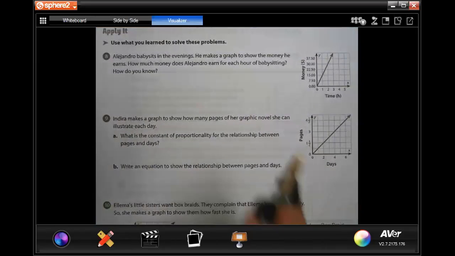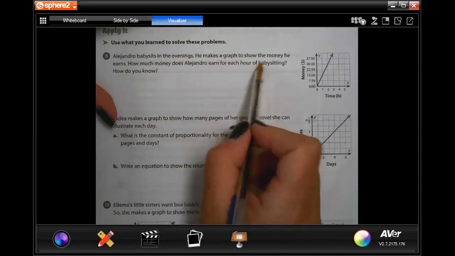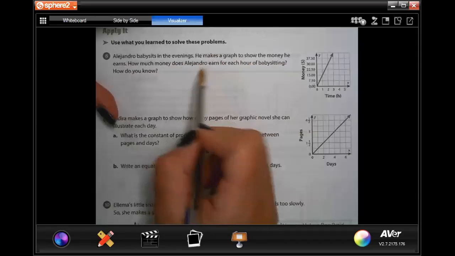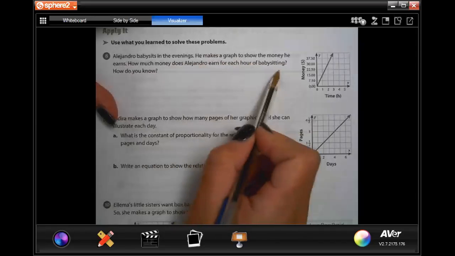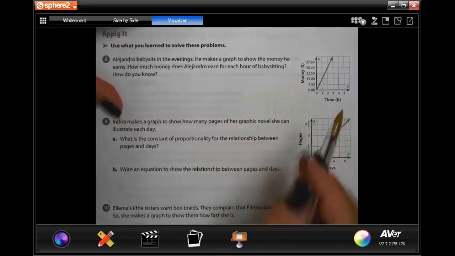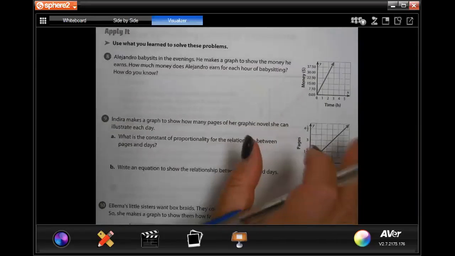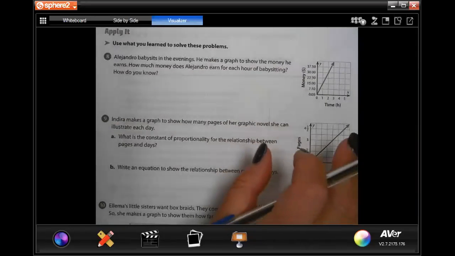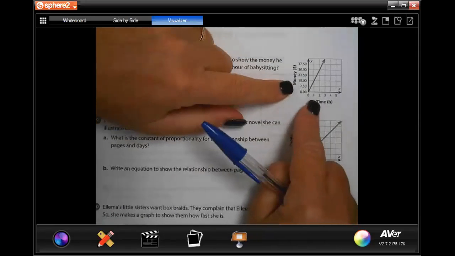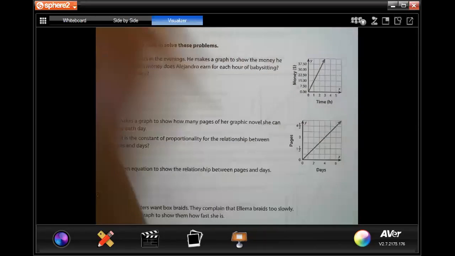Alejandro babysits in the evenings. He makes a graph to show the money he earns. How much money does Alejandro earn for each hour of babysitting? And how do we know this? Well, even before we start, I know we're just interpreting graphs, but I want to push you to understand this. My question to you is this: does this graph show a proportional relationship between time and money?